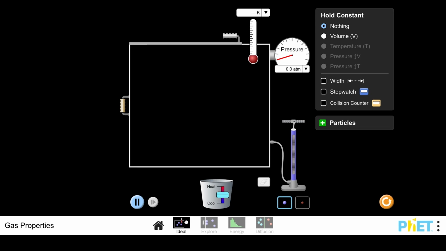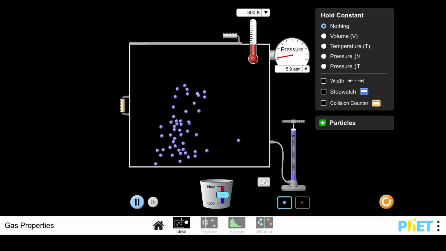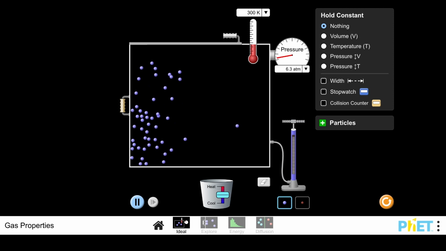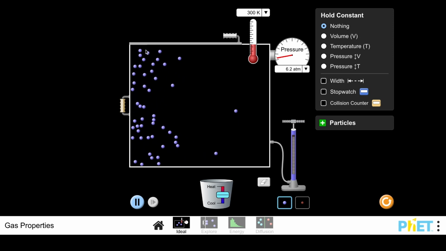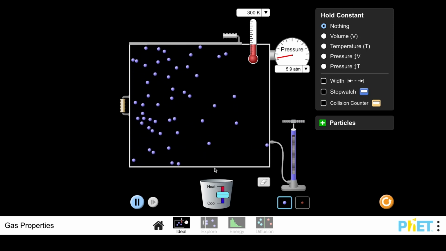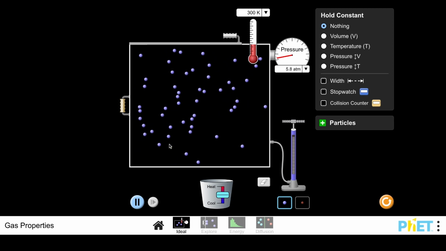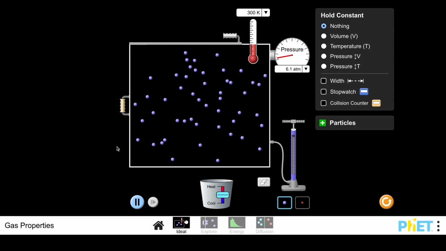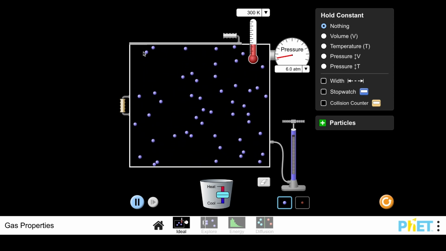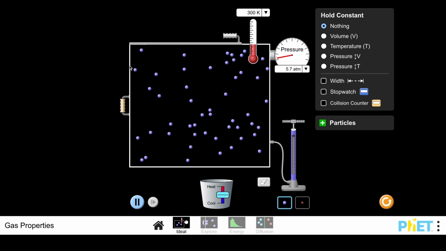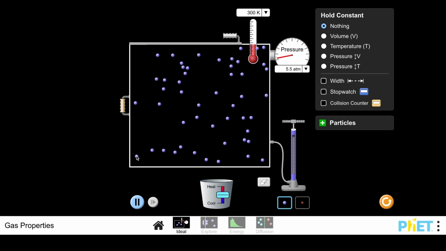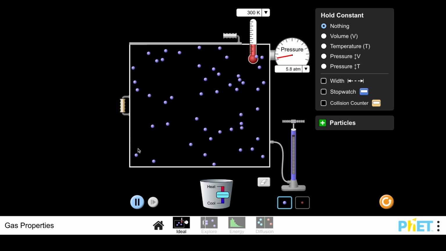Let's pump some gas particles into this container. And as we know, gas particles take the shape of their container. So I'm just going to let these gas particles bounce off of each other. You can see what's happening here. Some gas particles, like this one, are faster than other gas particles, like these ones.